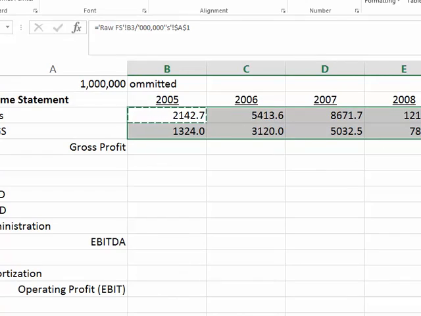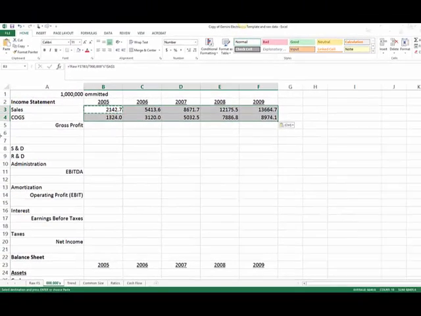Be careful when copying and pasting, as the raw data may not be in exactly the same order as the scaled down format. We'll see an example of this in the common size statement.